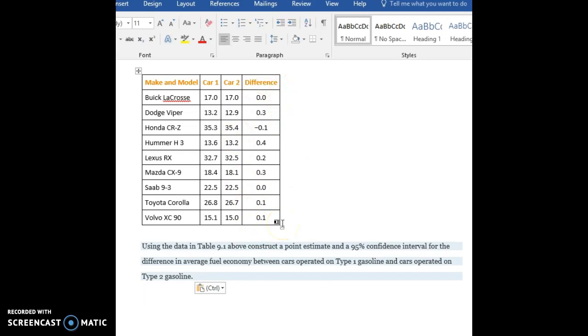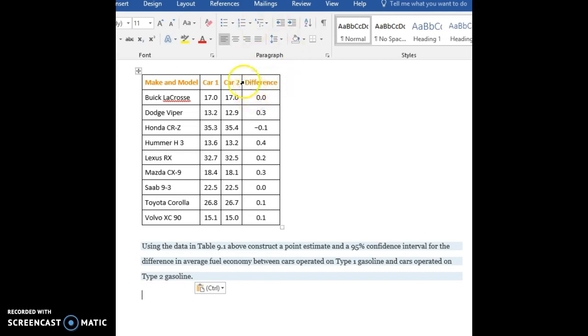We want a 95% confidence interval for the difference in average fuel economy between cars operated on this type 1 gasoline and cars operated on the type 2 gasoline. So when we do a paired difference problem, once we've come up with this column that is the difference, we are going to do our calculations of mean and standard deviation on this column, kind of like we did when we just had a one sample group of data.